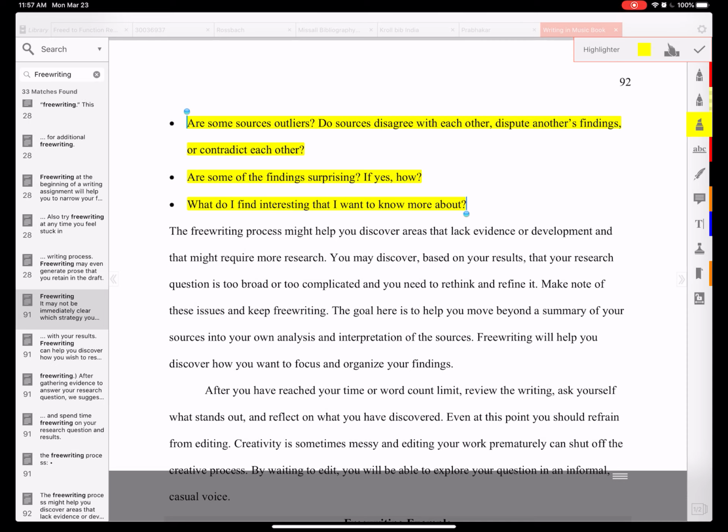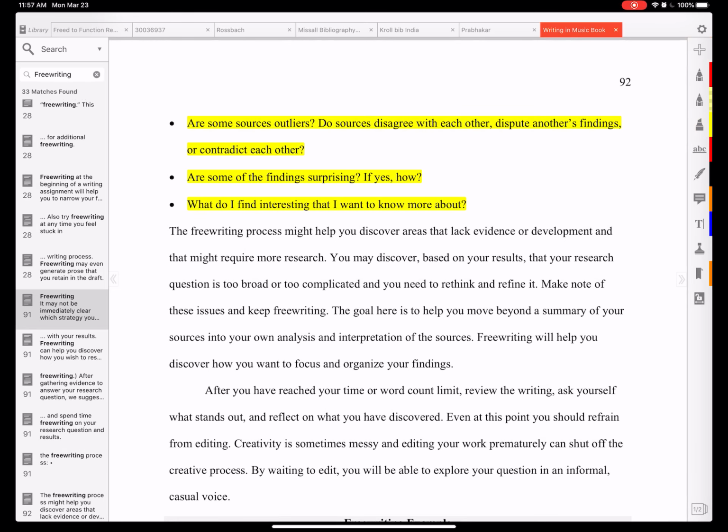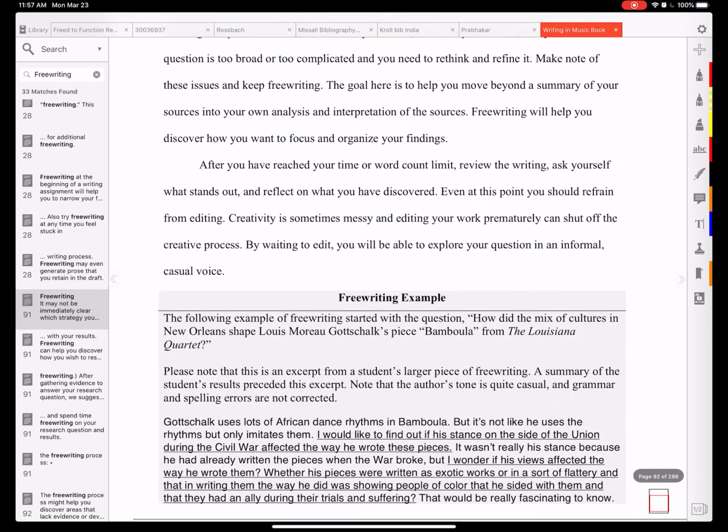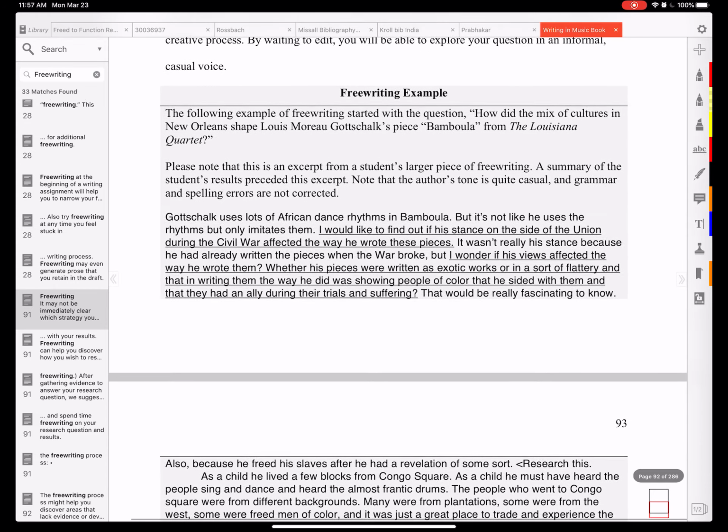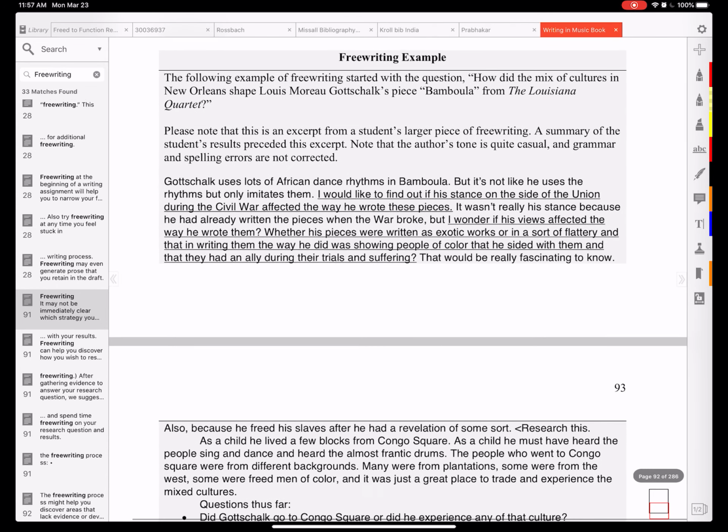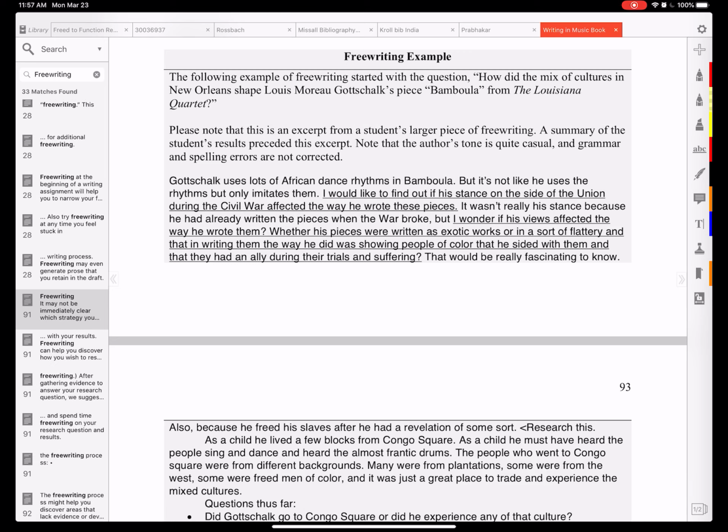So really take some time to think about what it is that you want to research and find out about, and you will not know before you start free writing. I think you'll be surprised by what you discover in the free writing process. So take a look at this free writing example. This is from an actual student from a couple years ago. She was writing on an American composer named Gottschalk and this piece called Bamboula.